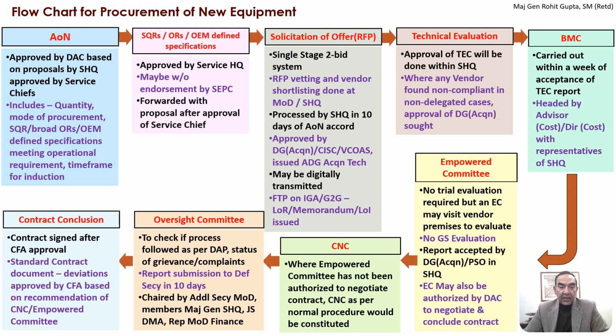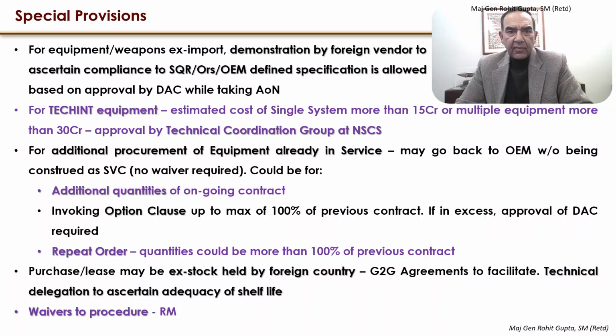CFA is as per the financial authority available, and standard contract documents are basically the same as that for a normal contract, and deviations are approved by the CFA based on recommendation of the CNC or the empowered committee. There are certain provisions for the FTP case.